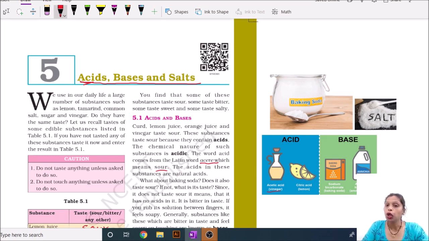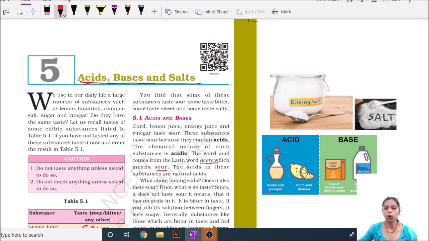But you can't identify every substance by taste to know whether it is an acid or a base. For that we use some type of indicator, and in this chapter we will discuss 3 types of indicator.